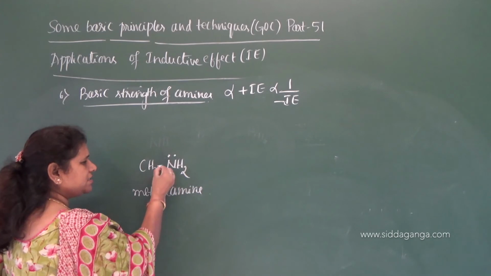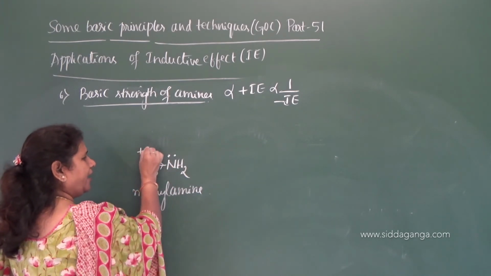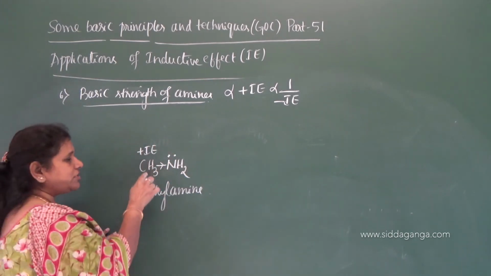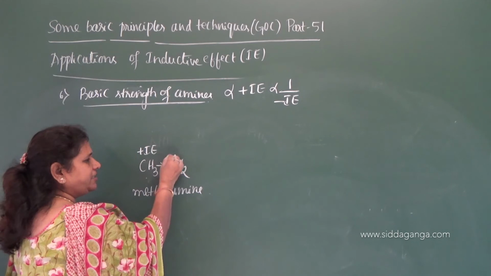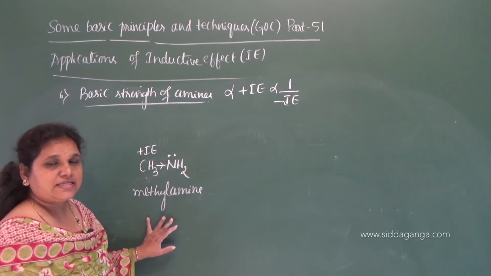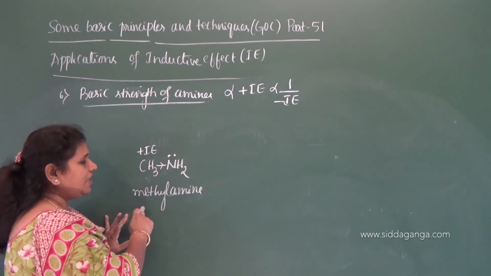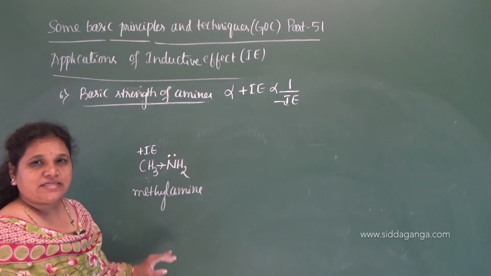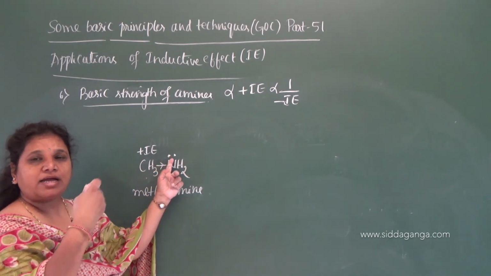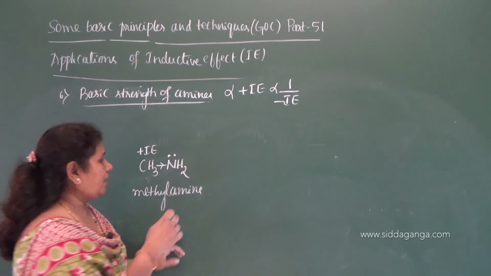Correct? What is the nature of the methyl group? You know that it is electron releasing and it exerts positive inductive effect. Since it exerts positive inductive effect, the availability of these electrons for protonation increases, and basic strength increases. So compared to ammonia, methylamine is more basic. The proton accepting tendency increases, so basic strength also increases.